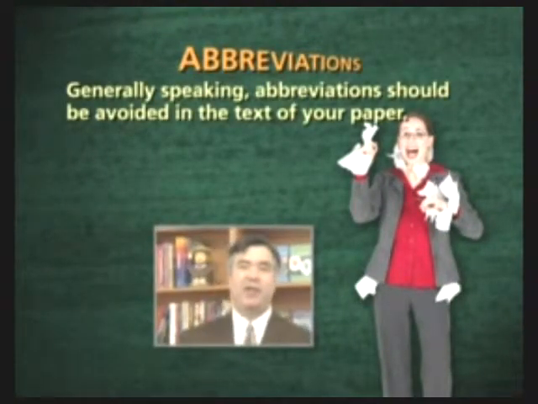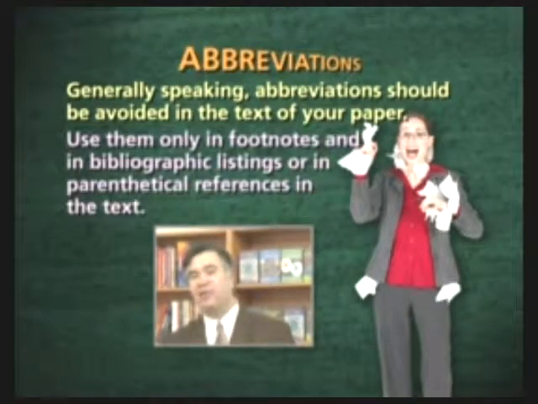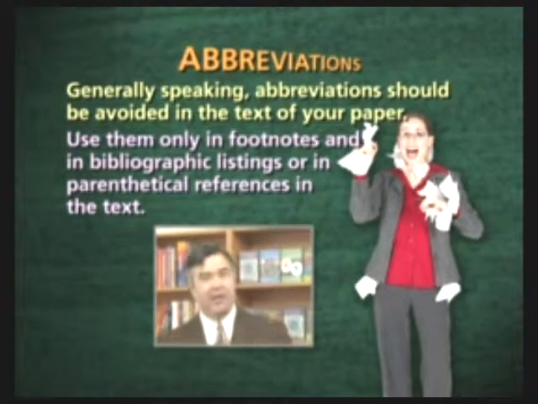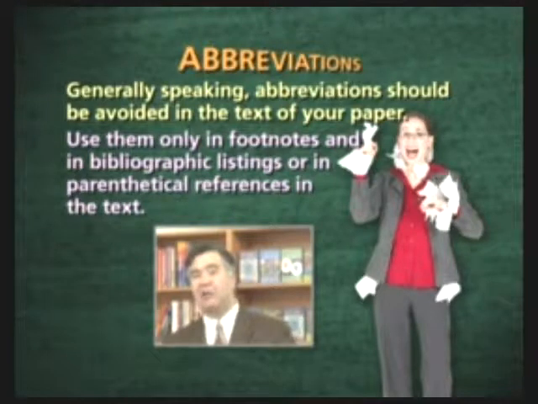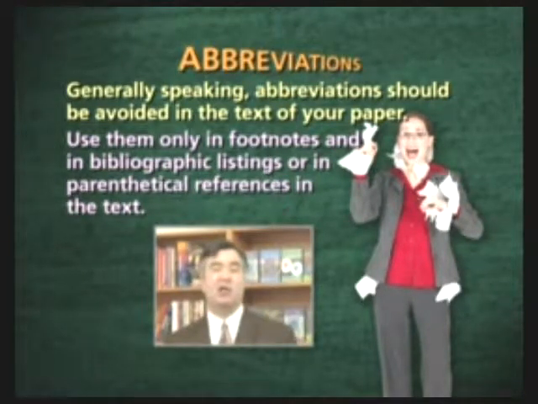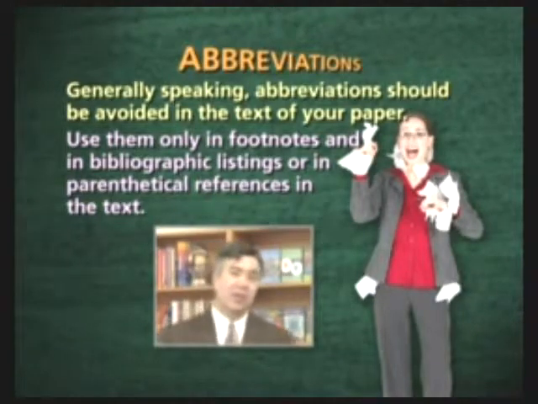Generally speaking, abbreviations should be avoided in the text of your paper. Use them only in footnotes and in bibliographic listings or in parenthetical references in the text. As you recall, the APA and MLA style use parenthetical references to books and articles rather than footnotes, and abbreviations can be used in these. Now, within this rule, here are some specific abbreviations you should know, along with how to use them.